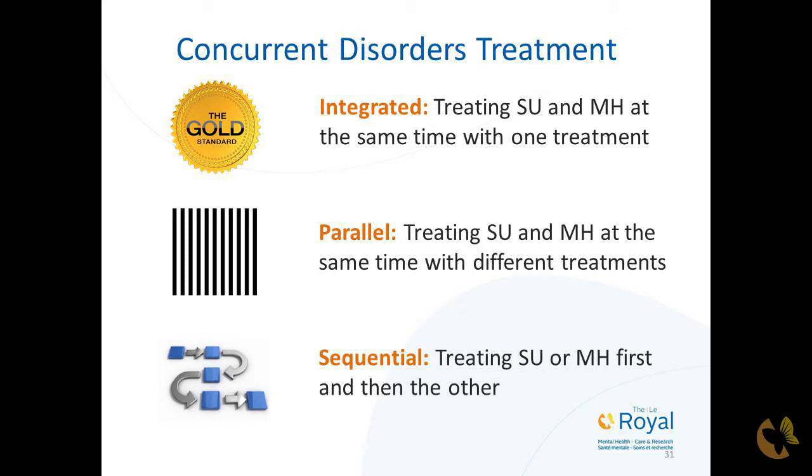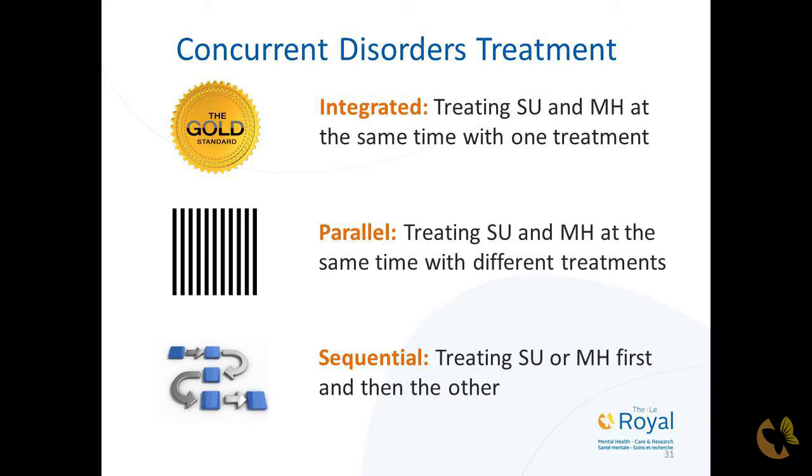The next best would be parallel. This is where folks are getting substance use treatment in one place or with one practitioner, and then mental health treatment from another place, from another mental health practitioner. So say, for example, going to a physician to pick up the Suboxone and talk about antidepressant medications or other mental health related medications, and then potentially going to a psychologist or a counselor to work on depression, that kind of stuff. So same time, but different providers, different places.